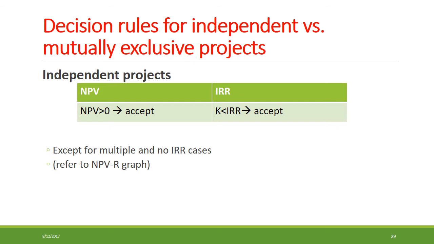Okay, so for independent projects, the decision rule is quite simple. If we use the NPV method, the net present value method, we accept any project with positive NPVs. If we use the IRR method, and assuming that we have unique IRRs for all our projects, then we accept any project where the IRR is higher than the cost of capital.